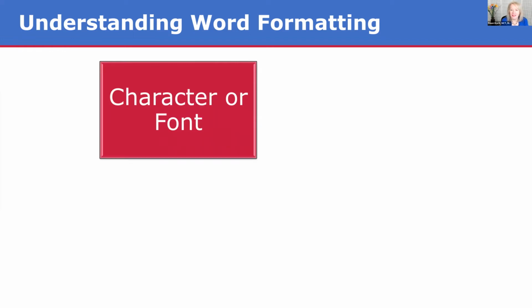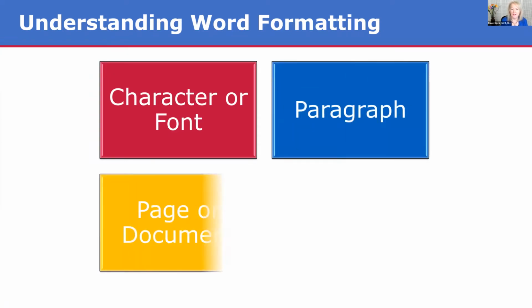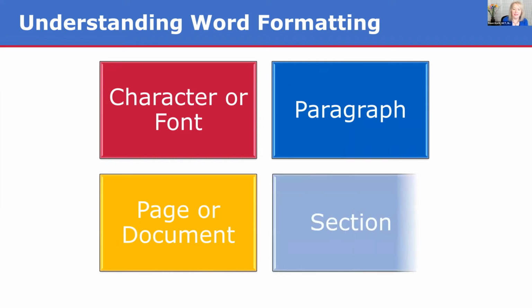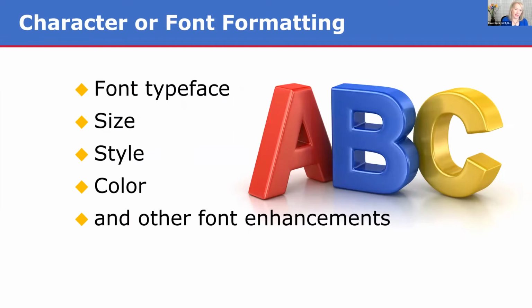But let's move then to look at understanding Word formatting. I break this out into 4 different categories: character or font, paragraph, page or document, and section formatting. So let's take a quick tour of what that means in Word. So character or font formatting, these are the font, style, size, color, everything from bold to saying that you want it to be red or 48 point.